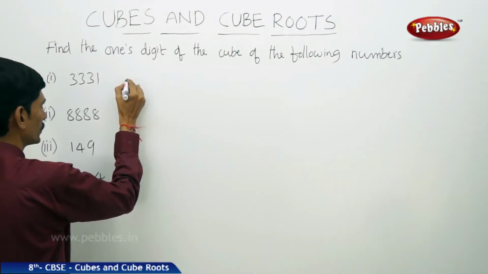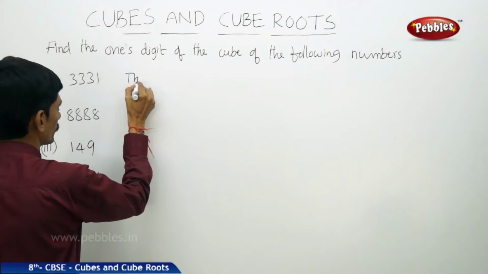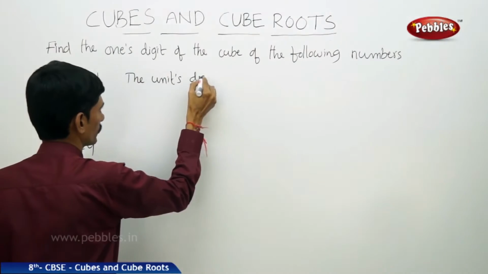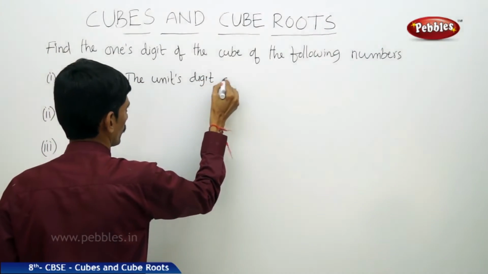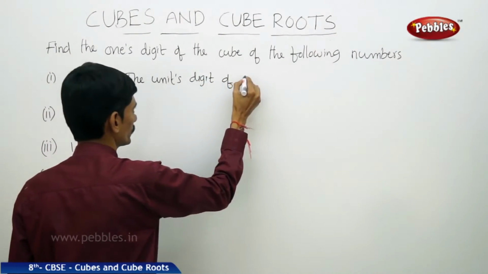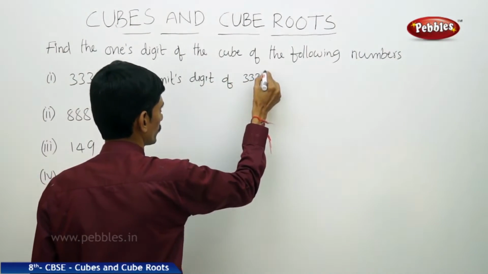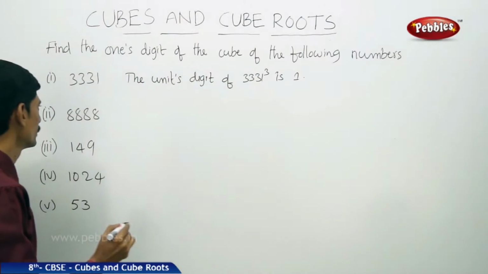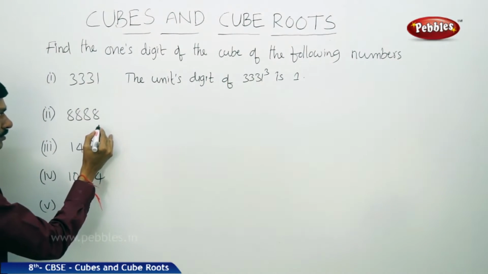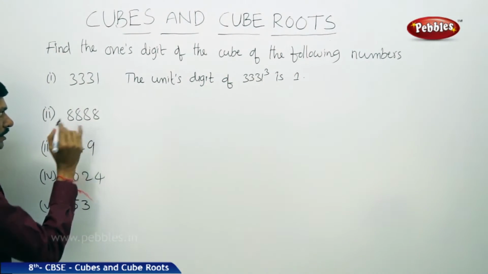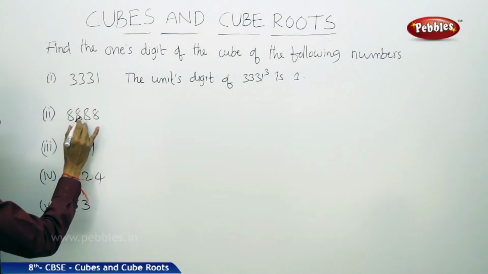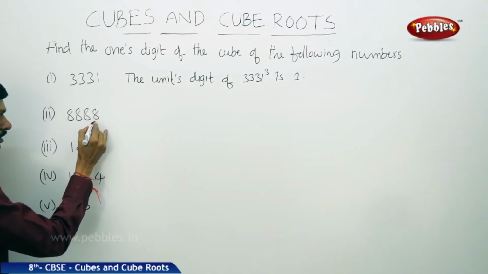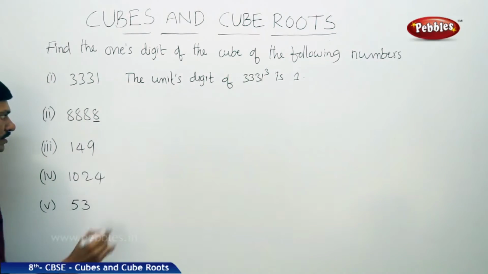So we can write that the units digit of 3331 cube is also 1. Next, we should find the units digit of the cube of the given number 8888. First you see the units digit of the given number, that is 8. Then what is 8 cube?